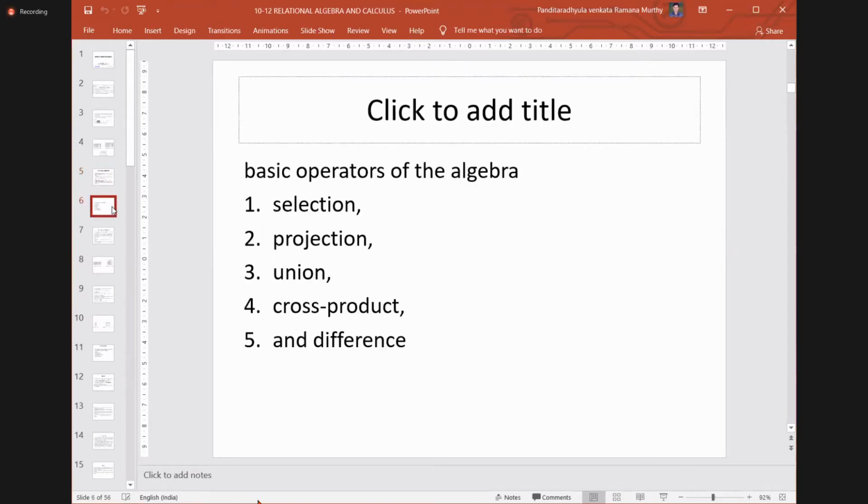It is common, but the only thing is that here we have specific relational operators. Each and every operator accepts one or two or more relations and gives a result in the form of another relation. So here we are going to identify the various relational operators. The relational operators in relational algebra are selection.